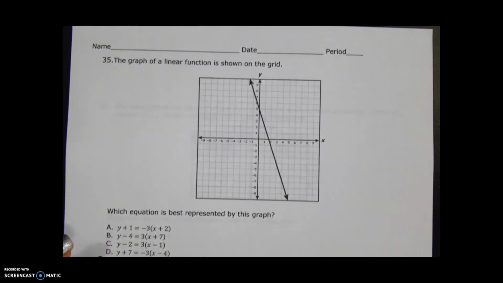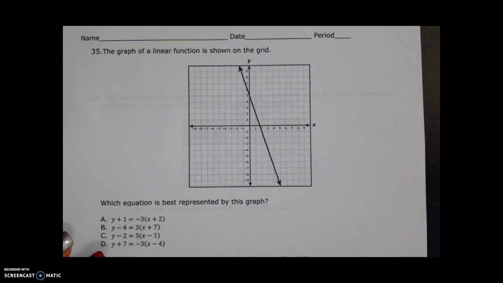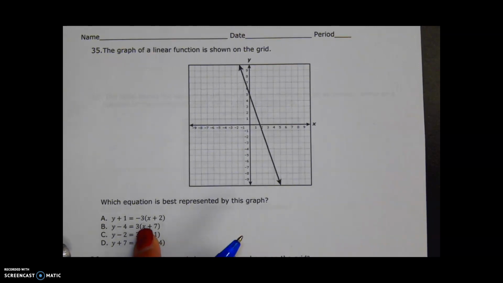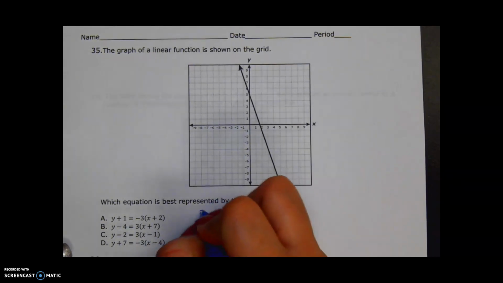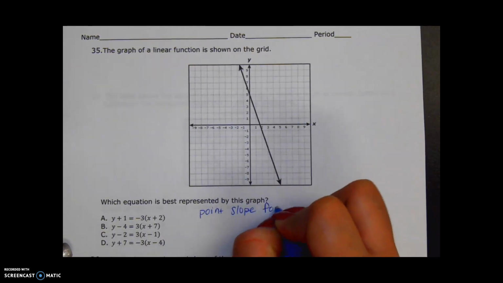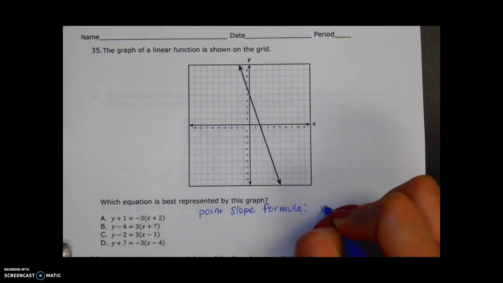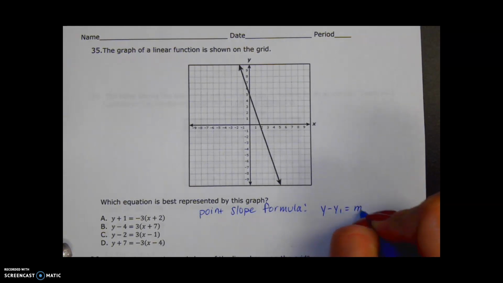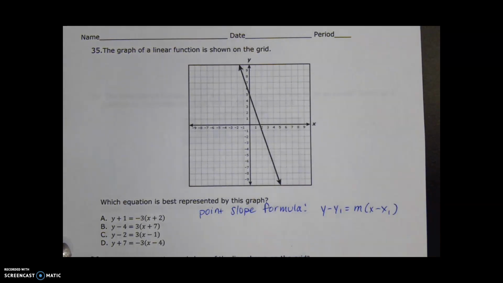Okay, 35. The graph of a linear function is shown on the grid. Which best represents it? Well, this is point slope formula. And remember, that's y minus y1 equals m(x minus x1). So basically what we have to do is kind of process of elimination. So let's try to figure out our slope first.